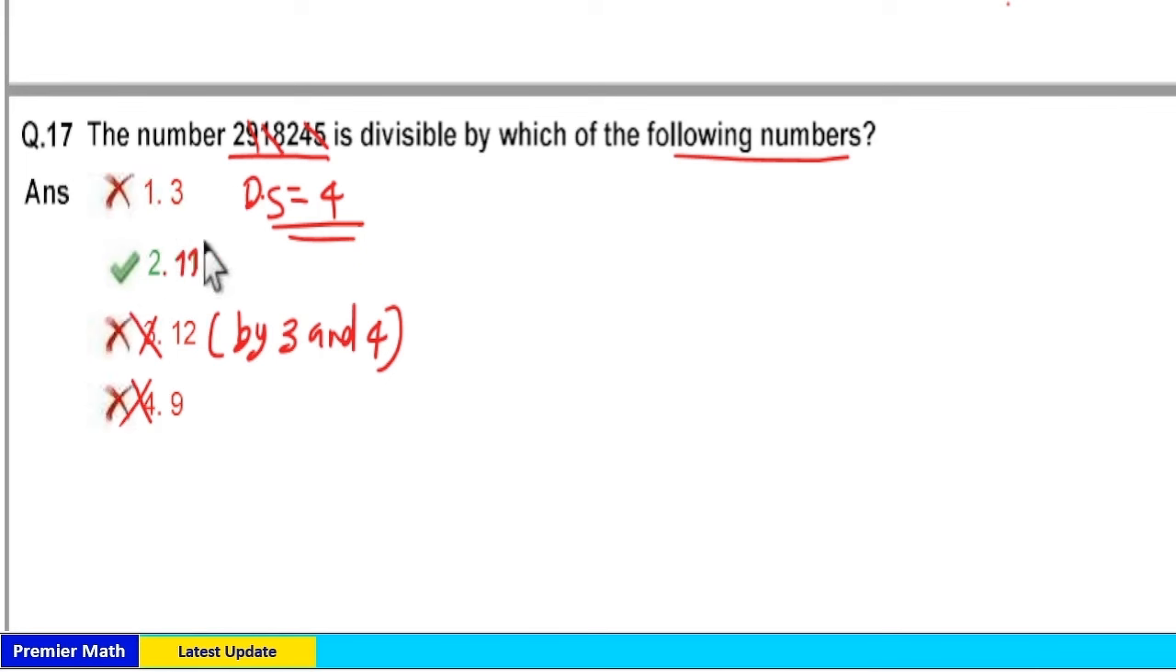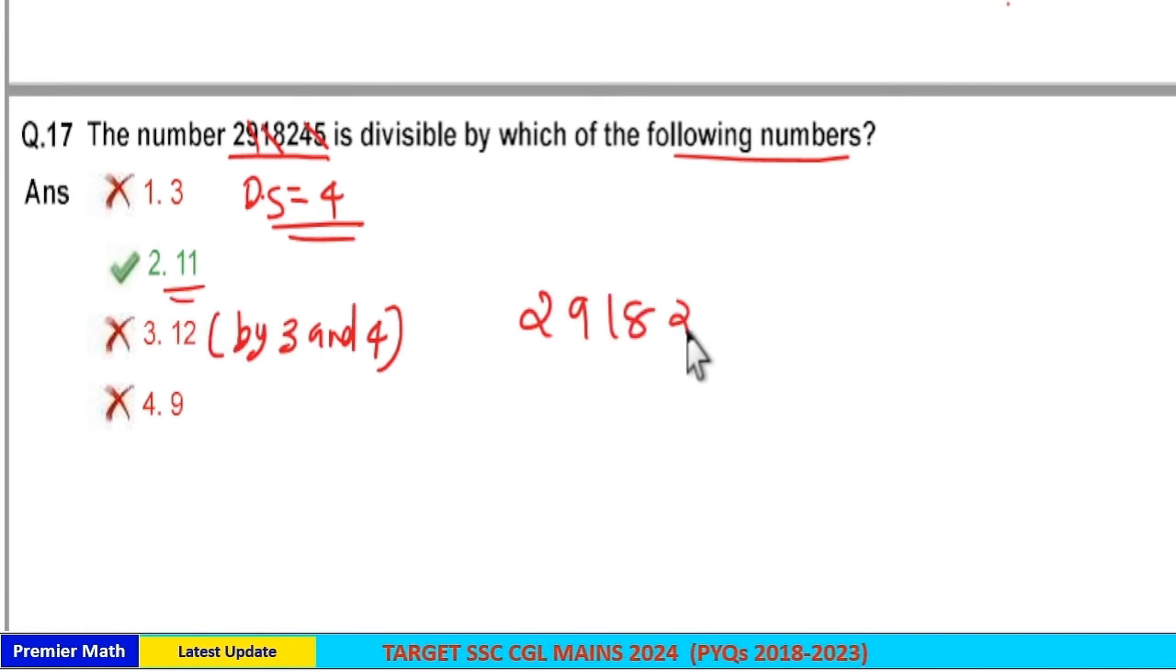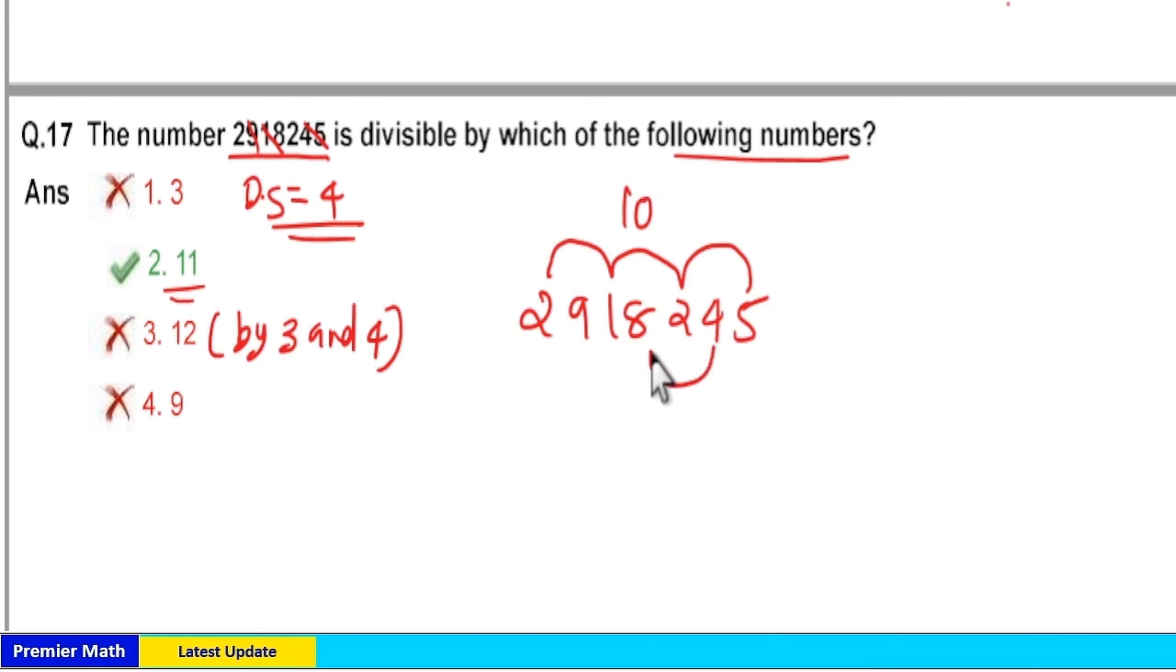That is, this number is divisible by 11. Now, divisibility rule of 11 means, write the number 2918245. Now, take the odd place sum, which is equal to 5 plus 2 plus 1 plus 2, which is equal to 10. Now, take the even place sum, which is equal to 4 plus 8, 12, 12 plus 9, 21.